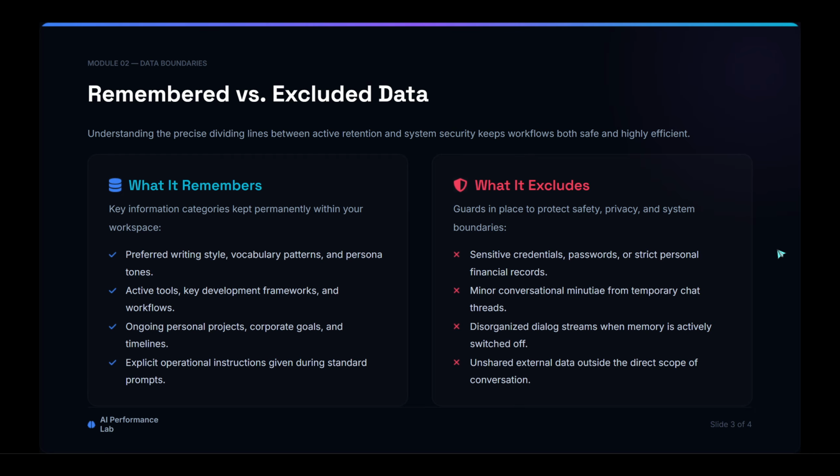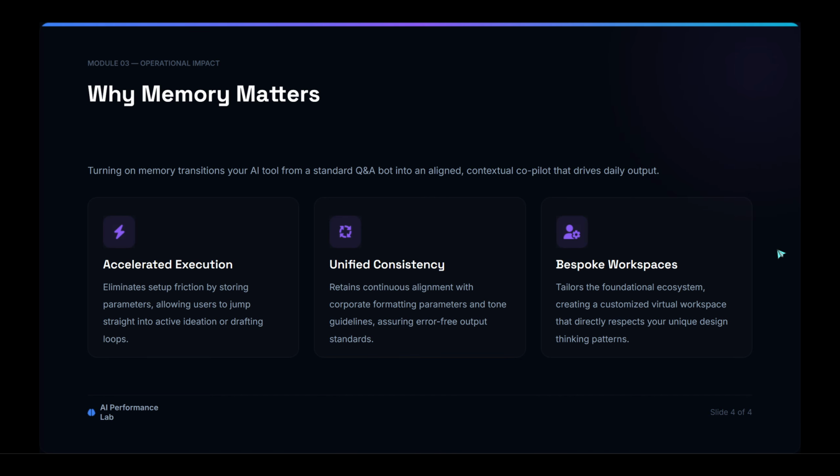If memory is disabled or you're using a temporary chat, those details won't carry over. And ChatGPT has no access to private data outside of what you share, so it cannot remember anything it hasn't been told. Why does memory matter?